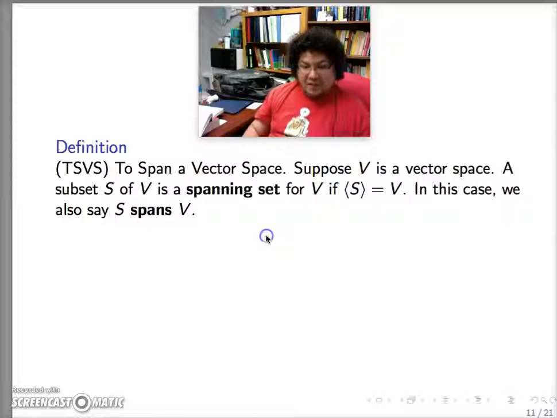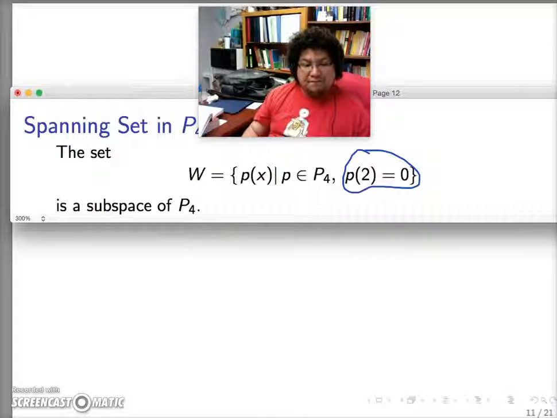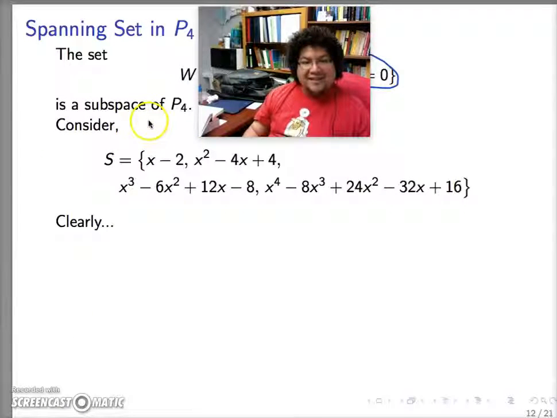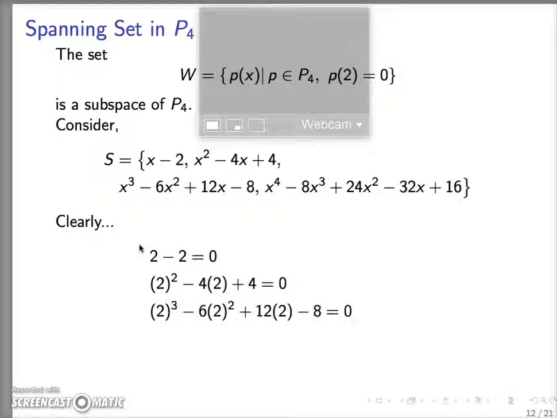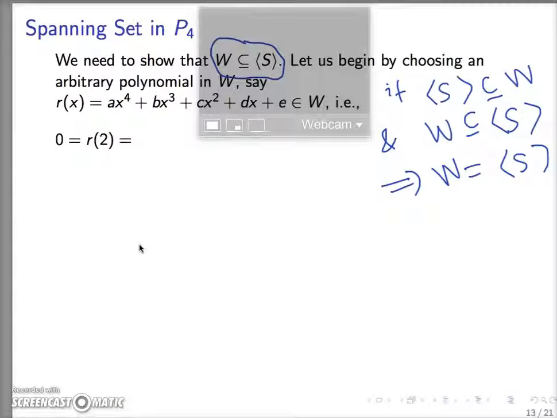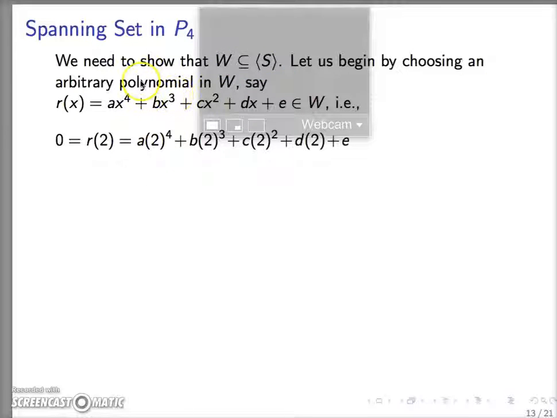As an illustration of this, we were working with this set W defined in P sub 4, and more specifically, we were working with a set S, a subset of W. The point being that the set S, which only had 4 elements, was a subset of W, and we wanted to show that this was a spanning set.